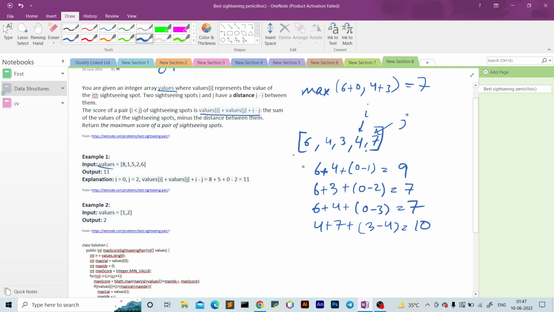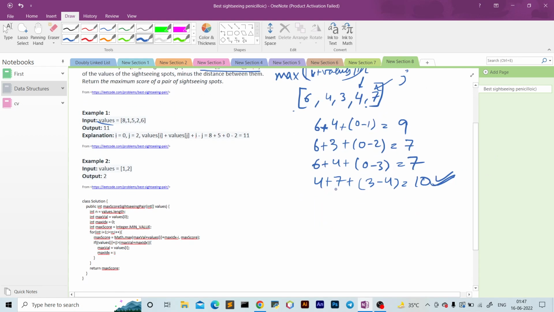Now if we would have considered this 6 as the ith element, then the answer would have been 6 plus 7 plus 0 minus 4, which is 9. So this would have been 9, but we want the maximum. The answer should have been 10, but we would have obtained 9 if we had considered this 6 as the ith element, which also proves why we only want the max of I plus values of I. So this is the answer for this test case.